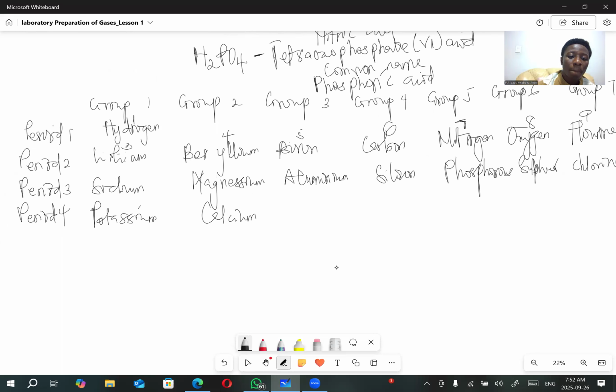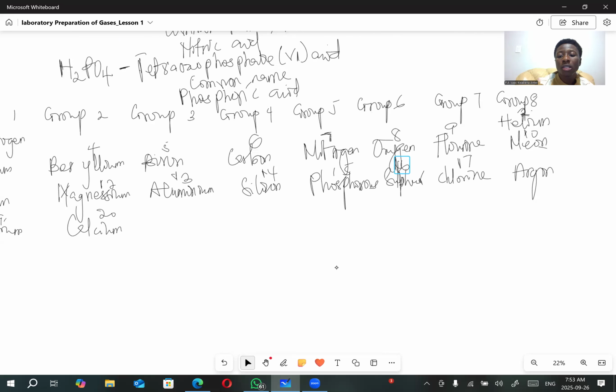Sodium is 11, magnesium is 12, aluminium 13, silicon 14, phosphorus 15, sulfur 16, chlorine 17. Here will be 19, here will be 20. Argon is 18. I'll reduce the font for you to see everything in full.